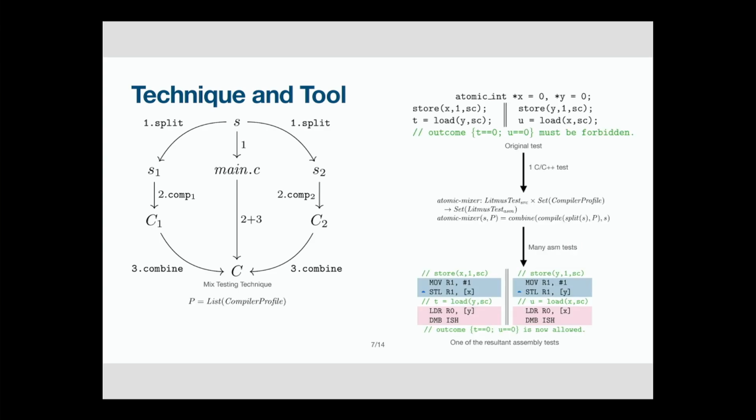Cool. So overall, the Atomic Mixer tool essentially implements that whole flow. So splitting, separate compilation, combining. And it takes the test as input and a set of profiles that you're checking, and gives you back a set of assembly tests you can then run under some simulation or on hardware to see if you observe reordering bugs.